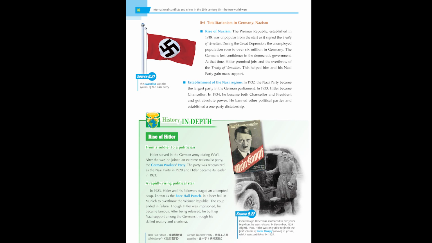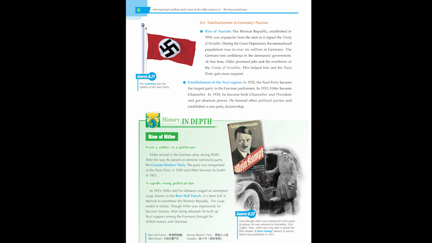History in depth. Rise of Hitler. From a soldier to a politician. Hitler served in the German army during the First World War. After the war, he joined an extreme nationalist party, the German Workers' Party. The party was reorganized as the Nazi Party in 1920, and Hitler became its leader in 1921.